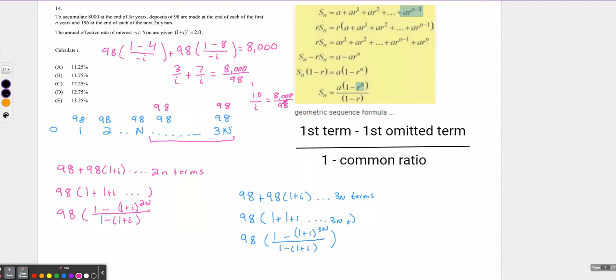And we're pretty much done, right? So 8,000, cross multiply, 8,000i equals 980. And finally, we have it. Our interest rate is going to be 980 upon 8,000. Cross these zeros out if you'd like. Let's put it in the calculator and see what we get. Okay. 0.1225, so choice C.